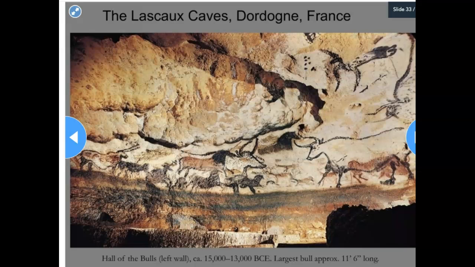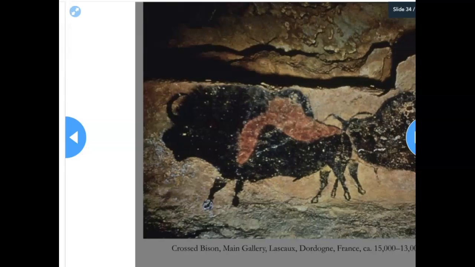There are nearly 2,000 figures in this cave, and they are in 3 main categories, mostly bulls. There are also horses. There are some human figures, a very, very small amount, and then there are some abstract signs. So we are always wondering, hey, what's going on? Why is it represented in this way?